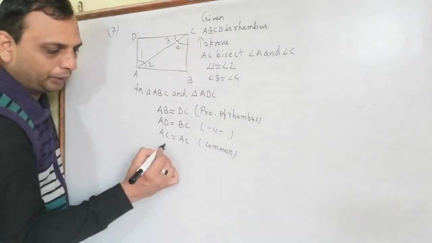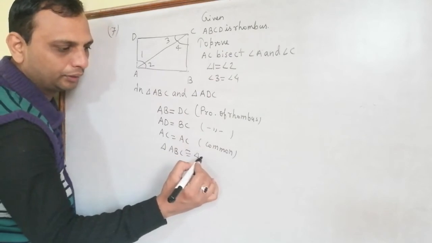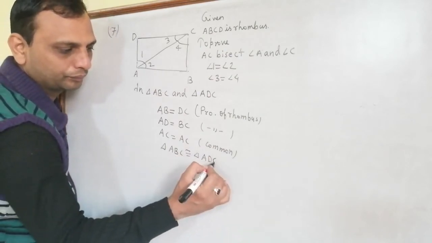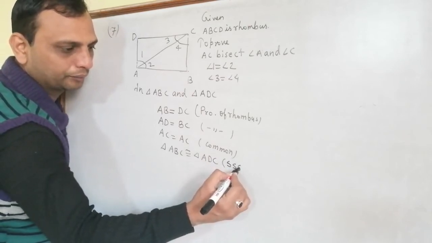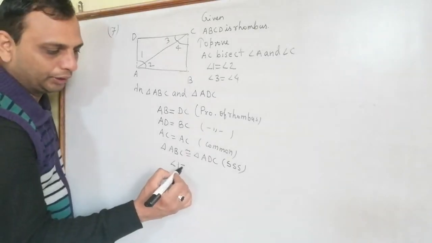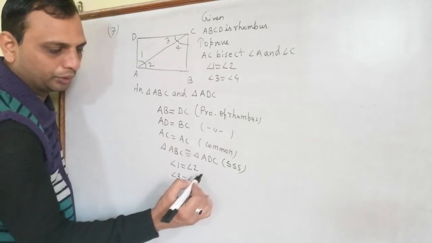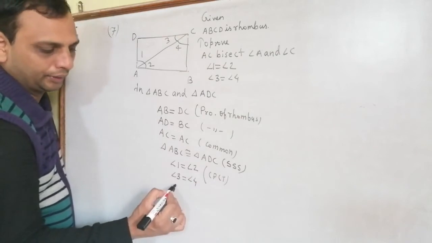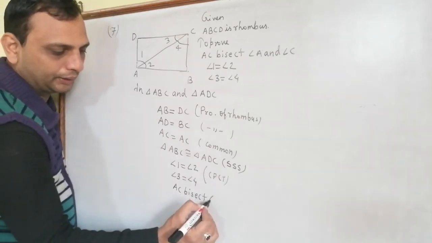So triangle ABC is congruent to triangle ADC by SSS. If two triangles are congruent, angle 1 is equal to angle 2, angle 3 is equal to angle 4. Therefore, AC bisects angle A and C.